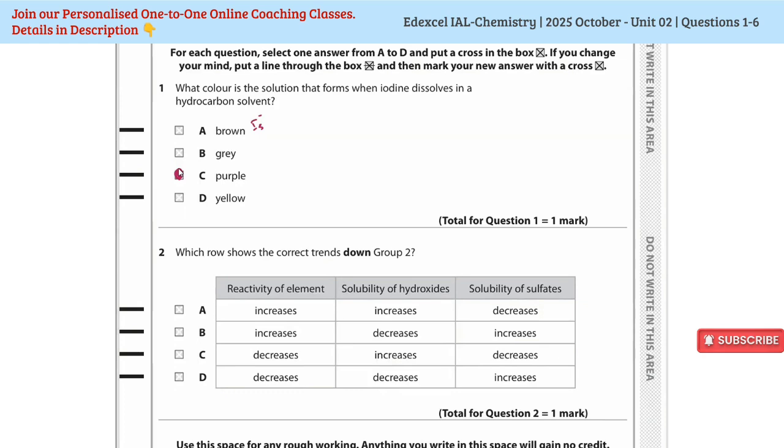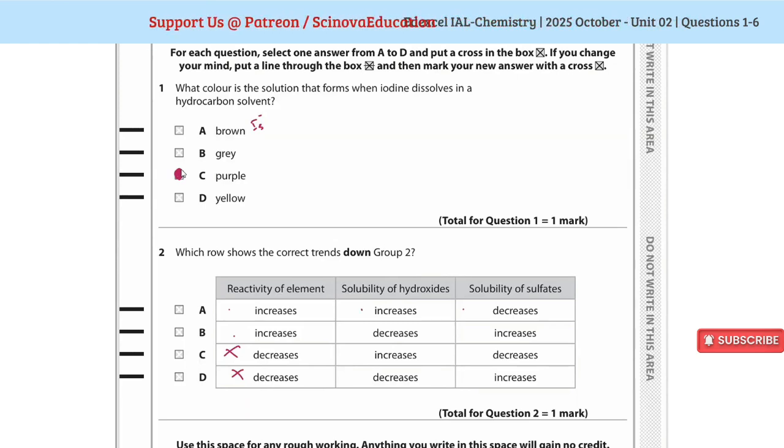Which row shows the correct trends down group 2? We know the reactivity of elements always increases down group 1 and group 2. Therefore, we can cut off options C and D. Out of A and B, we have to select the correct combination by considering solubilities of hydroxides and sulfates. Solubilities of sulfates always decrease when you go down, and solubilities of hydroxides increase when you go down. So the answer is option A.